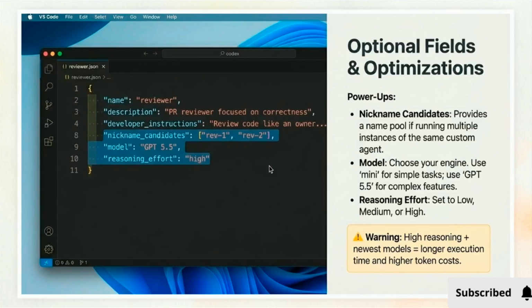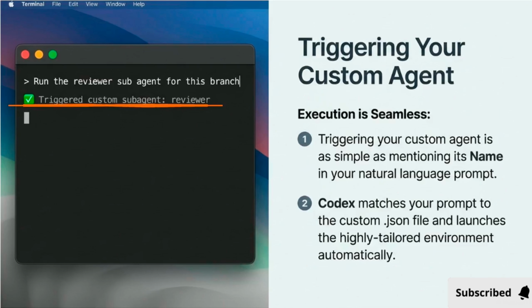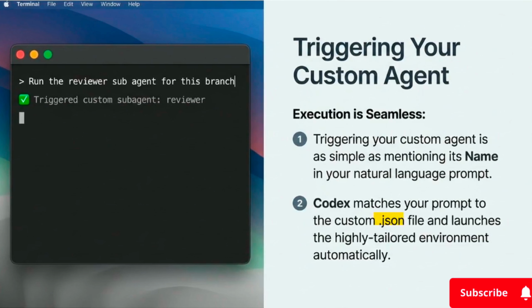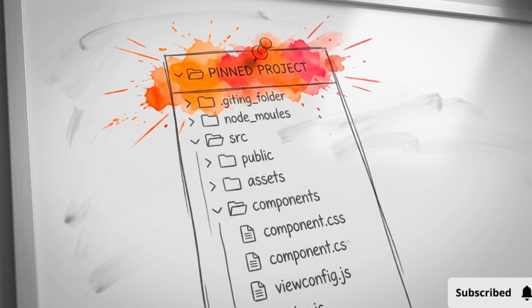Here, lines 8 through 10 demonstrate optional optimizations. You can provide a pool of nickname candidates if you plan to run multiple instances, or override the default engine, like forcing a switch to GPT 5.5 with a high reasoning effort for complex tasks. Back in the terminal, this confirmation shows how seamless execution is. Because the JSON file is saved in the correct directory, you simply mention the agent's name in your prompt, and Codex automatically loads that highly tailored environment. Setting up custom JSON files means you can build a permanent roster of highly trained specialists directly into your codebase architecture, ready to deploy at a moment's notice.